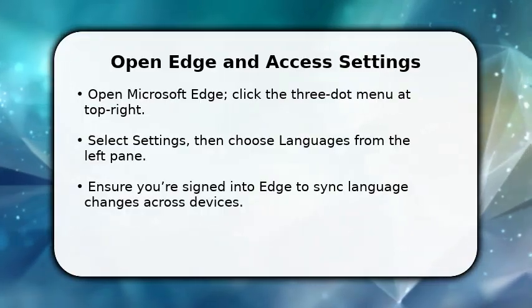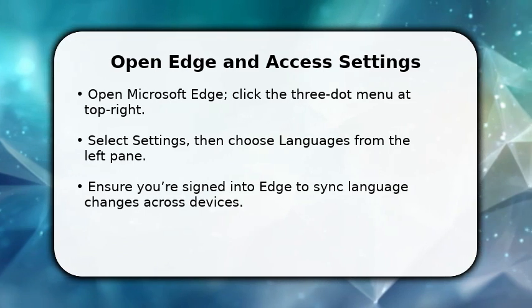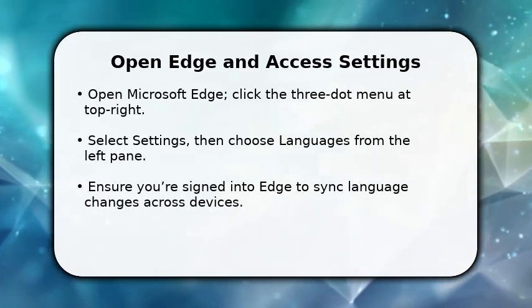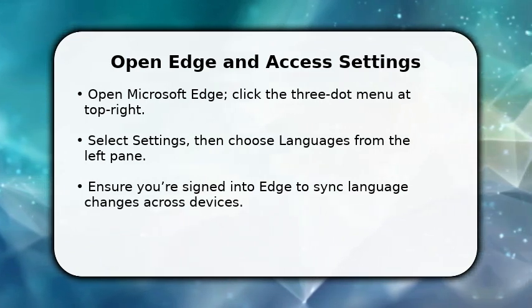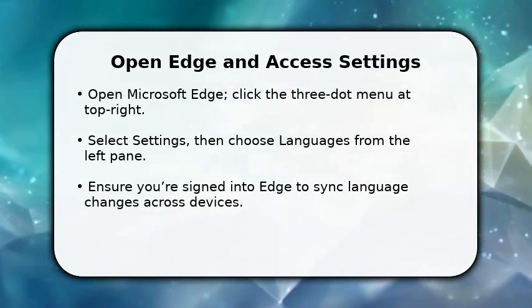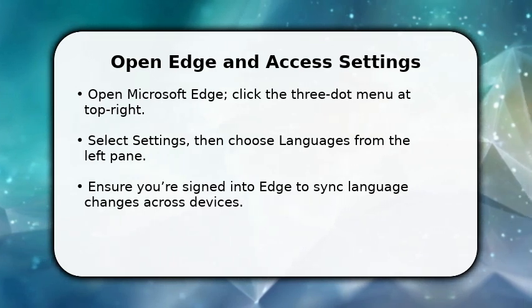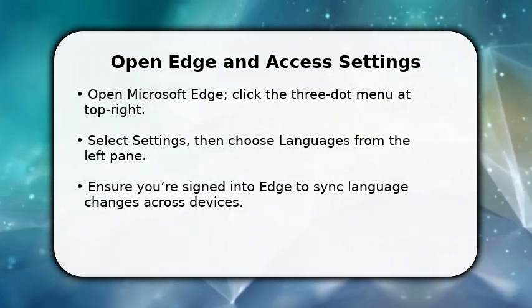You'll start inside Edge. Click the three-dot menu at the top right to open Settings. Once you open Settings, go directly to Languages in the left column so you're editing the browser language, not the OS. Make sure you're signed in if you want Sync to apply changes on other devices.